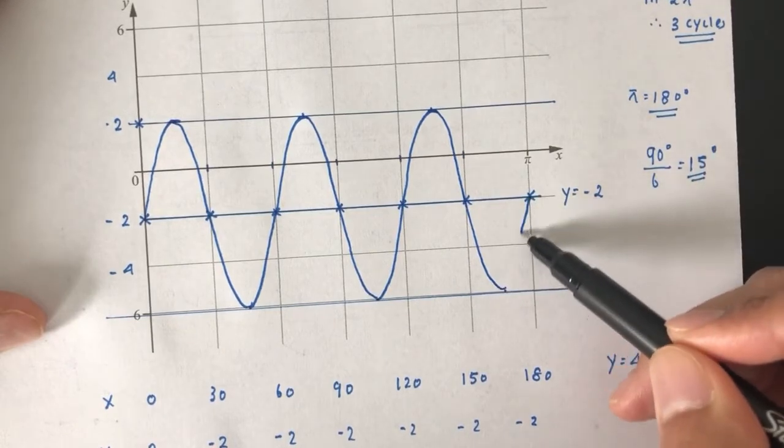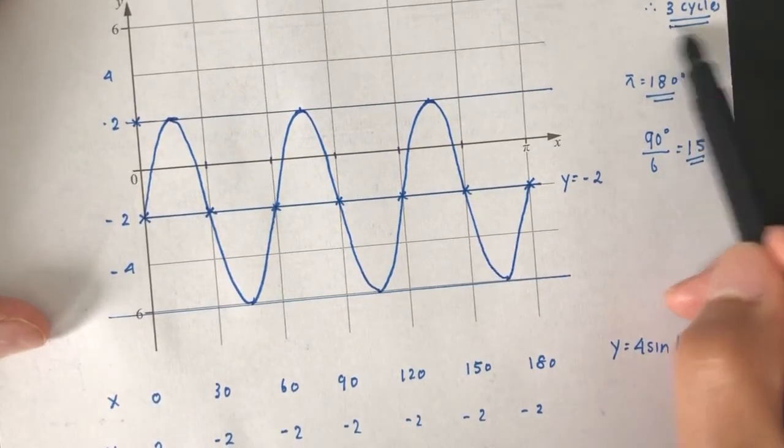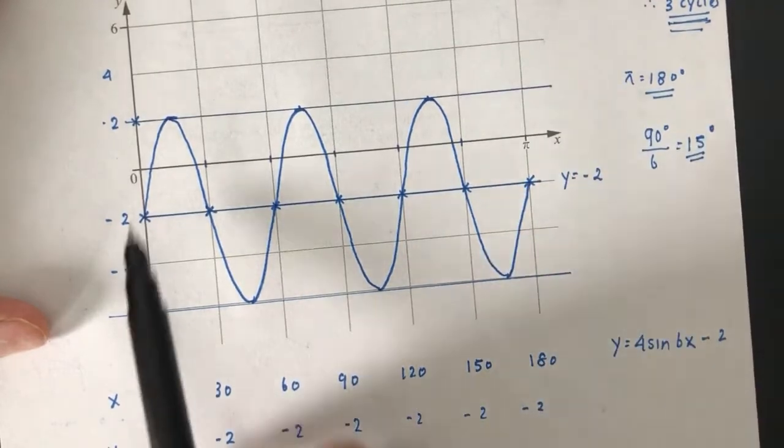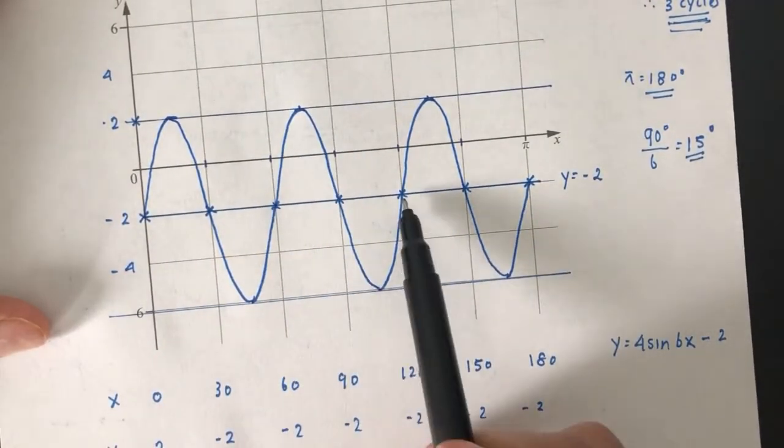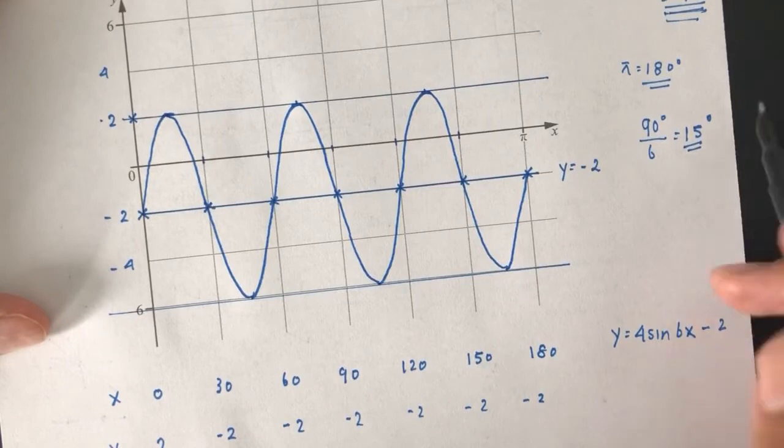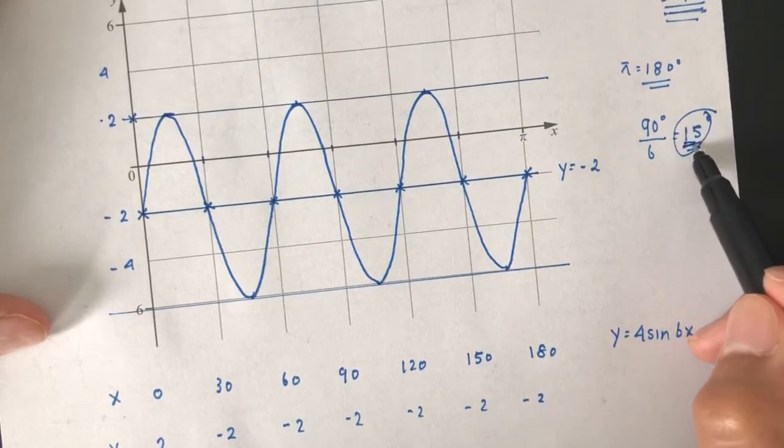Then the last one will be here. So as you can see, we have 3 cycles between 0 and pi. So this is 1 cycle, 2 cycle, 3 cycle, and the interesting values are happening at 15 degree intervals.